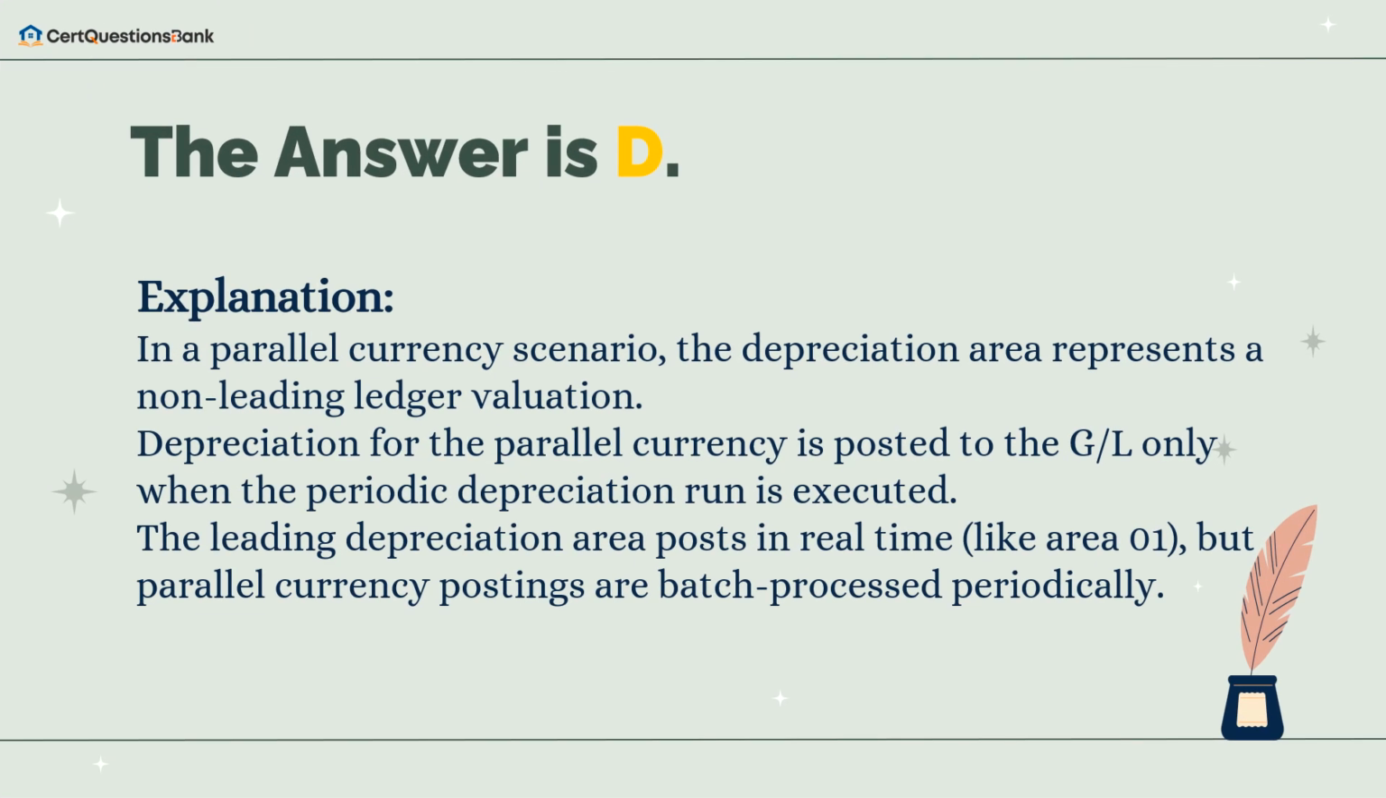The answer is D. In a parallel currency scenario, the depreciation area represents a non-leading ledger valuation. Depreciation for the parallel currency is posted to the GL only when the periodic depreciation run is executed. The leading depreciation area posts in real time, like Area 01, but parallel currency postings are batch processed periodically.